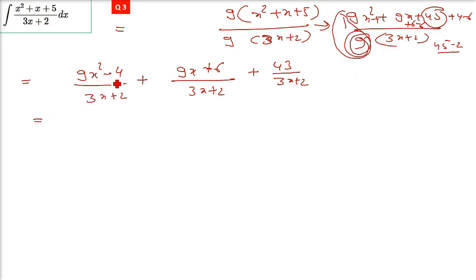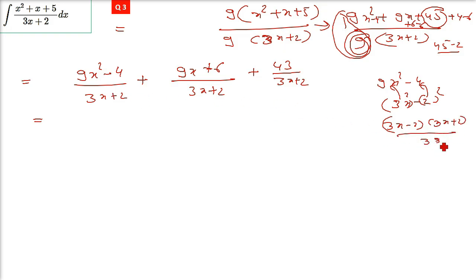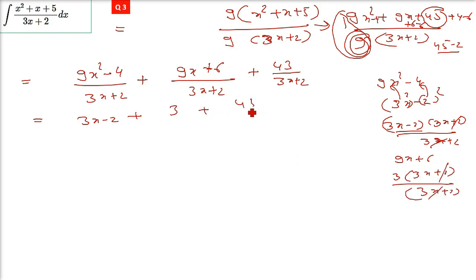And everywhere integration and dx sign is already there. So 9x square minus 4, you can write it as 3x whole square minus 2 square. So a square minus b square is a minus b into a plus b. So 3x minus 2 into 3x plus 2 you will get. And what is in the denominator? You have 3x plus 2 in the denominator. Now you can cancel these two. You will get 3x minus 2 in the numerator. And in this one you can just take 3 common, 9x plus 6. If you take 3 common, you will get 3 into 3x plus 2, which is actually equal to 9x plus 6. In the denominator, you have 3x plus 2. Now you can cancel these two out, so only 3 remains. Plus 43 divided by 3x plus 2 here.